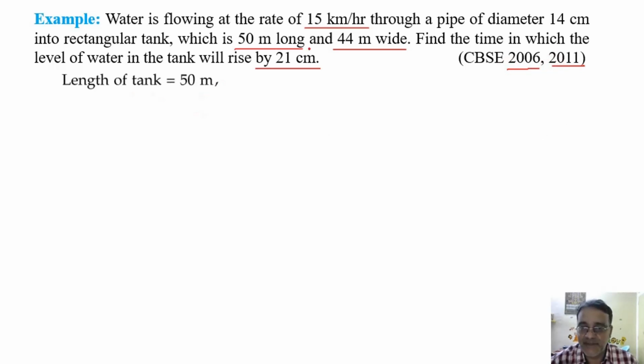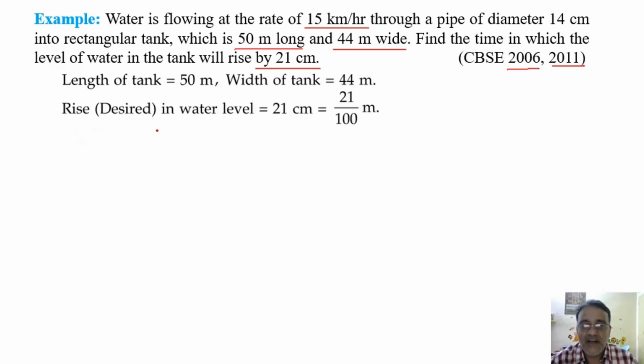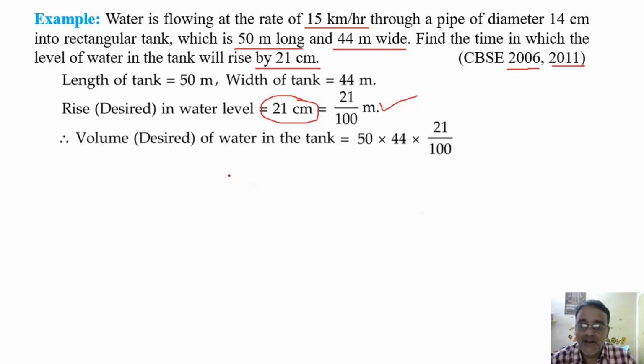The length of the tank is 50 meter and the width of the tank is 44 meter, and the rise in water level, that is 21 centimeter, is given. So we have to convert it into meter, so 21 upon 100 meter. Okay, so the volume of water in the tank will be equal to L into B into H. So see carefully, 100 is divided, so we cancel the 100. Now we'll get 22 here. So 22 into 21 we will get 462 meter cube.